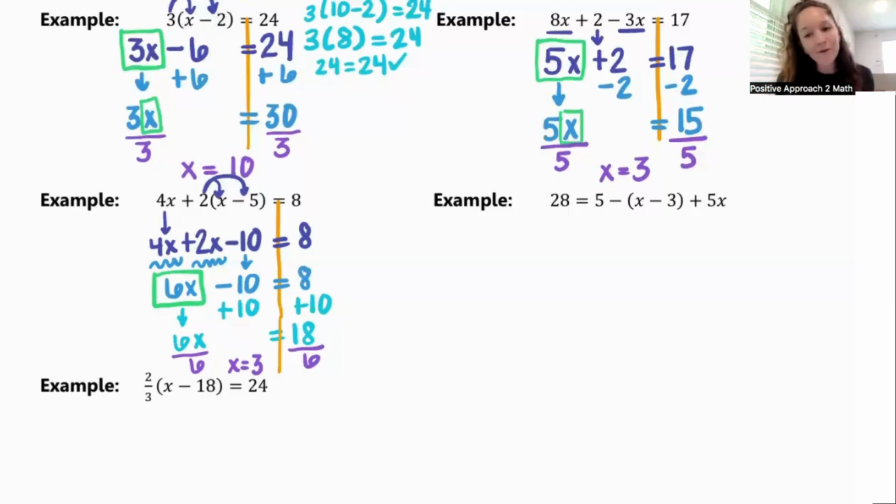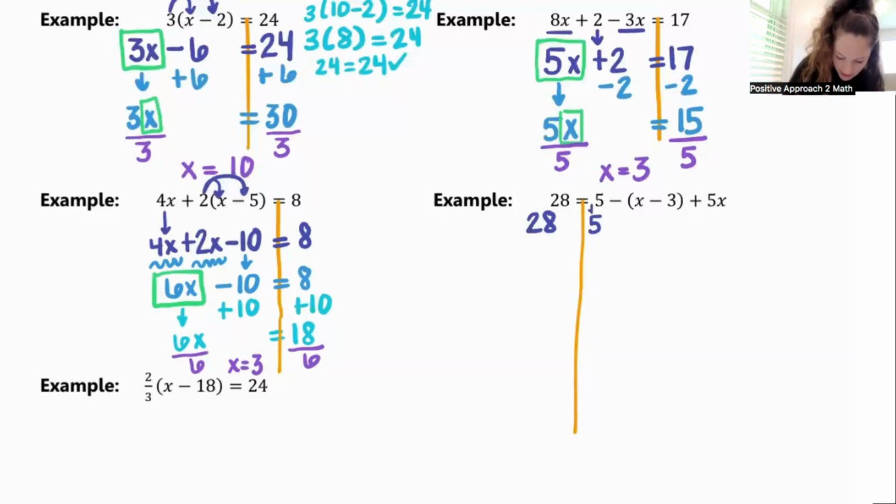Okay. Next example here, we have our variables on the right. So we're bringing it back to that guy. So let's talk about how we would go through that. Something tells me I should draw a really long line. Okay. 28. Bring that down. 5. Bring that down. Little tiny arrow.